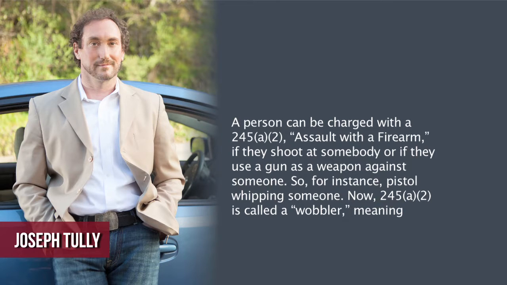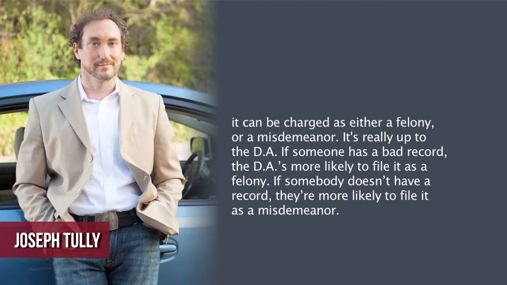Now, 245(a)(2) is called a wobbler, meaning it can be charged as either a felony or a misdemeanor. It's really up to the DA. If someone has a bad record, the DA is more likely to file it as a felony. If somebody doesn't have a record, they're more likely to file it as a misdemeanor.